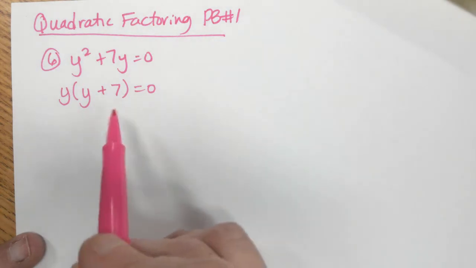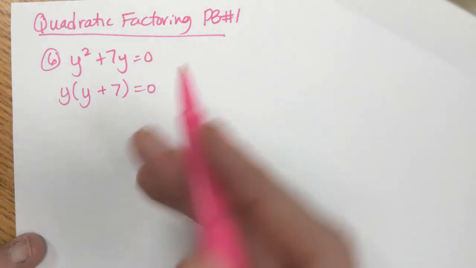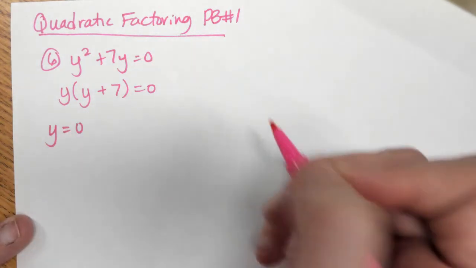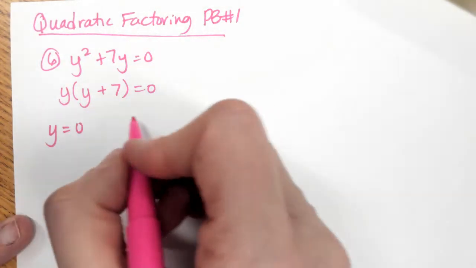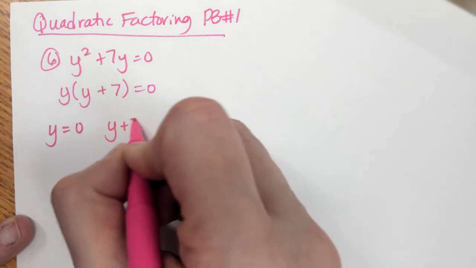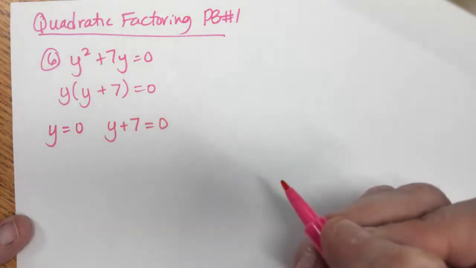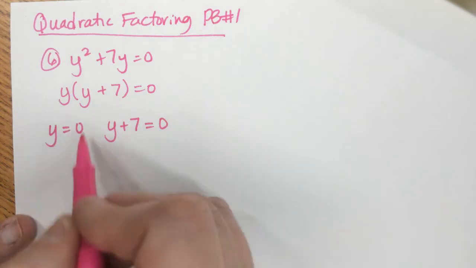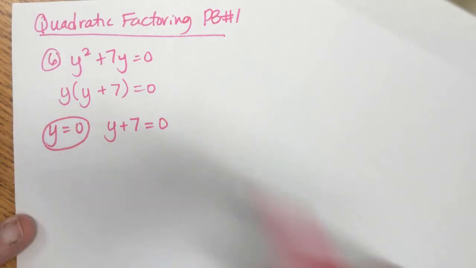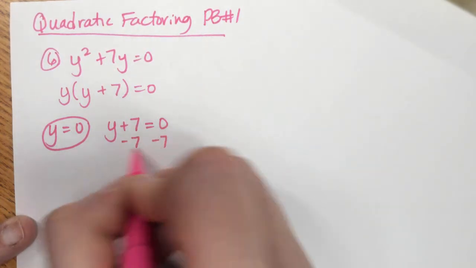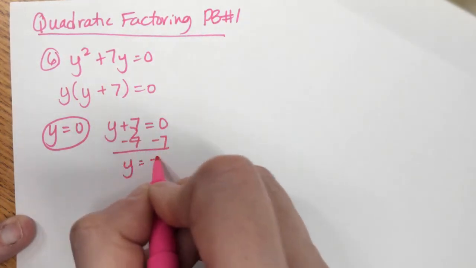So this one is already ready to set equal to 0. I'm going to set the first factor, which is my GCF, y, equal to 0. I'm going to set my second factor, which is y plus 7, equal to 0. Well, there's nothing to solve here. I've already found one of my factors: y equals 0. This one I have to solve. I get y equals negative 7.